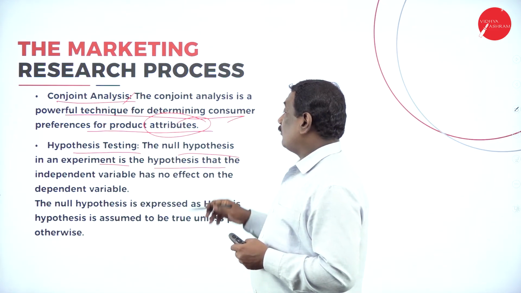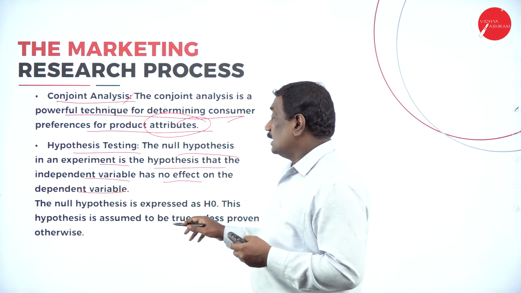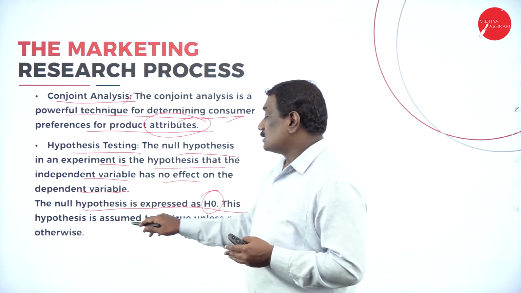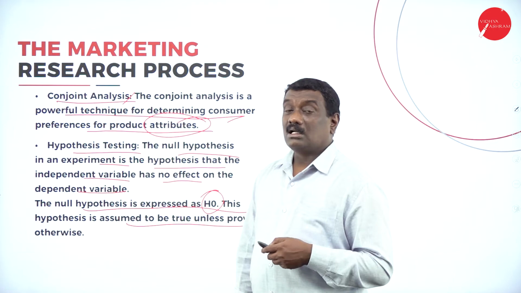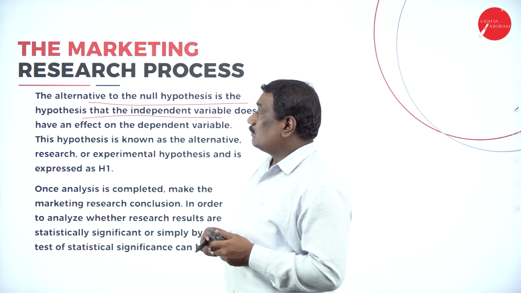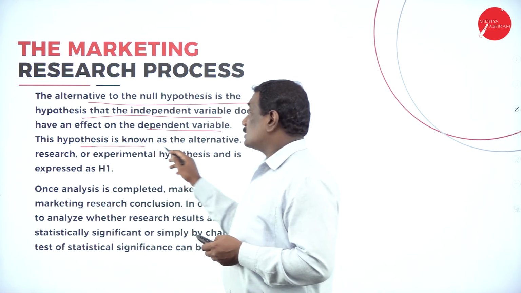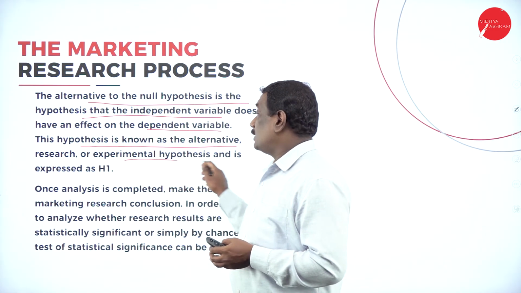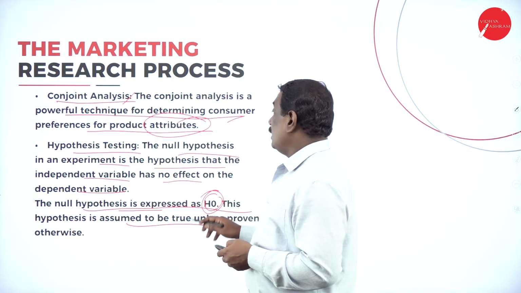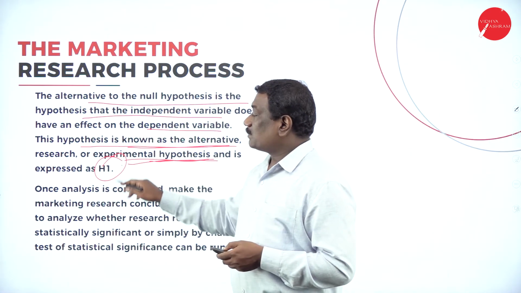Then hypothesis testing. This is called the null hypothesis: the hypothesis that the independent variable has no effect on the dependent variable. The null hypothesis is expressed as H0, and it is assumed to be true unless it is proven otherwise, meaning false. The alternative to the null hypothesis is a hypothesis that the independent variable does have an effect on the dependent variable. It is known as the alternative research hypothesis or experimental hypothesis, and it is expressed as H1.